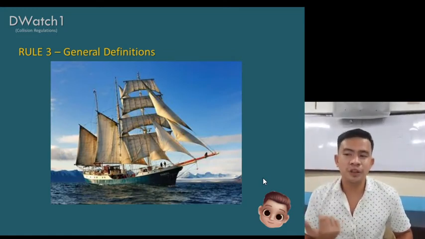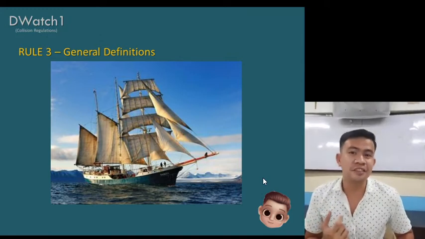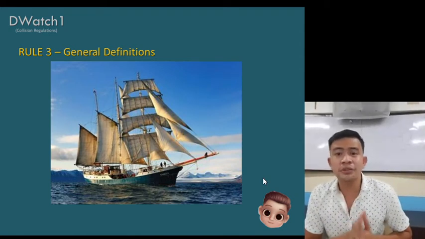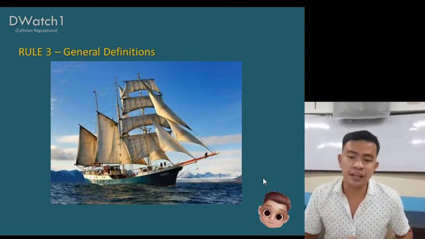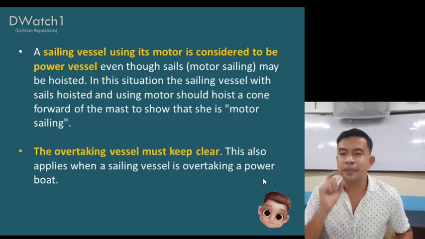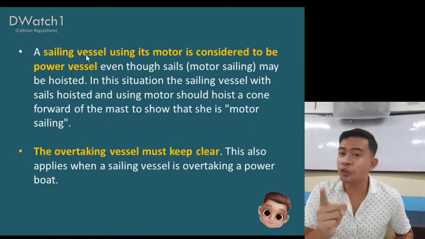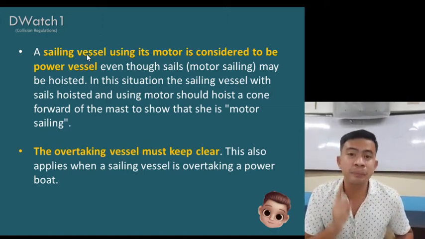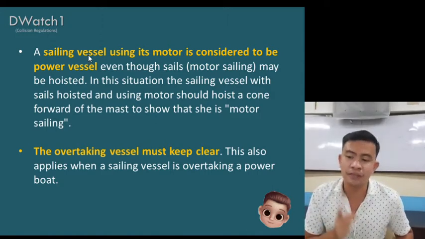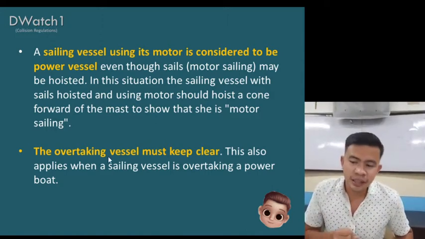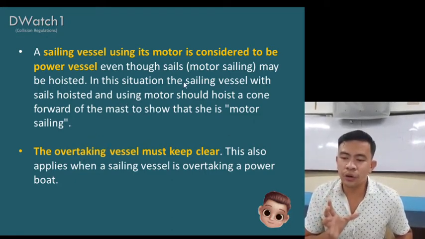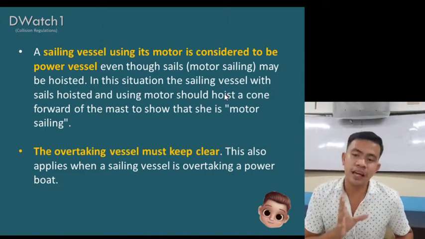But if we go back again to Rule 3 general definitions, it is stated there that a sailing vessel is a vessel that uses its sail to, of course, navigate. And at the same time, if it uses its motor daw or its propulsion system, remember that it will be considered as a PDV or a power-driven vessel, no? And at the same time, you need to hoist a cone. Merong shape na kailangang i-hoist, and that's a cone.